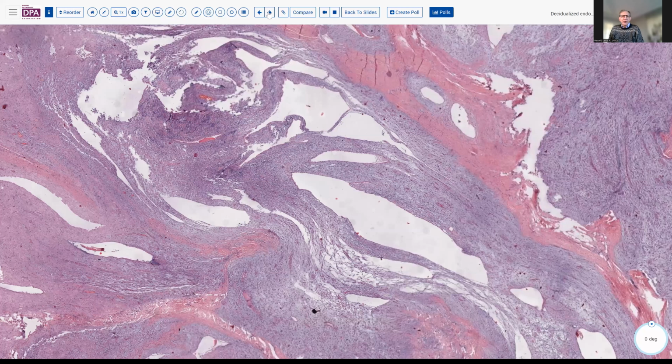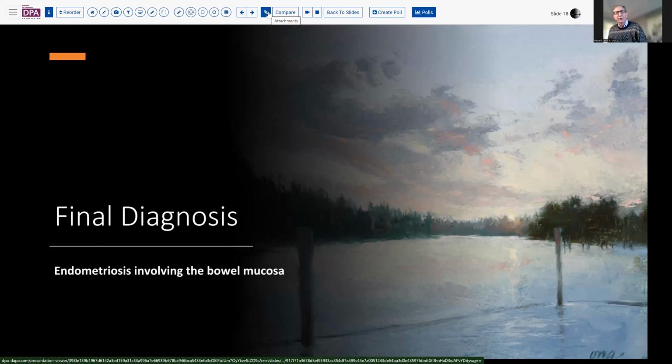So our final diagnosis on today's case is endometriosis involving the bowel mucosa, and not a surprise in that regard.